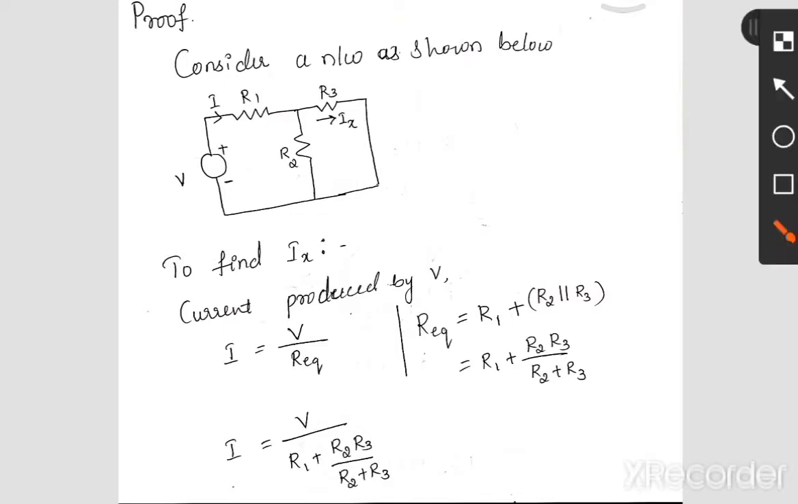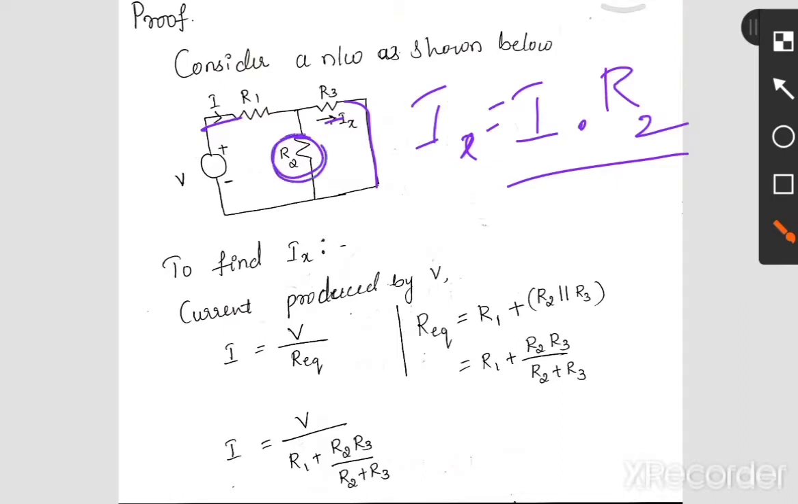You have two ways to solve for Ix. You can apply KVL for the first loop and the second loop, and solve the equations, which also holds good. Or you can directly go for Ohm's law and the branch current formula. Ix is the branch current, so to find it, we take the main current into the resistance of the other branch, divided by the total resistance, that is R2 plus R3.